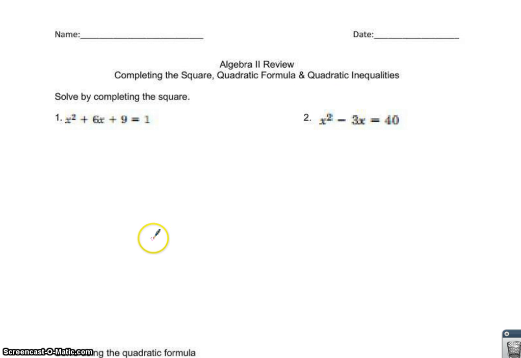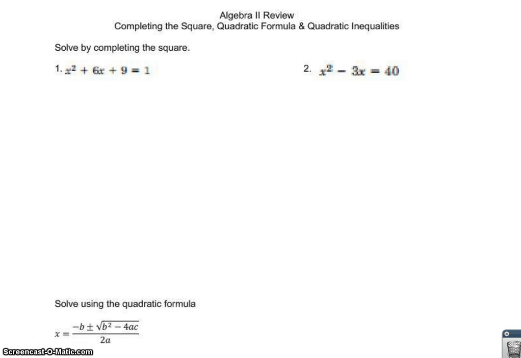So now it takes us to the actual review sheet that you just did. Let's go over it and see if you got it correct. Solve by completing the square. Remember, the first thing you have to do is get the constant over on the right. So this 9 has to move, and it becomes x squared plus 6x equals 1 minus 9, which is negative 8.